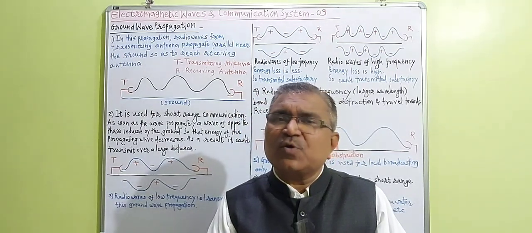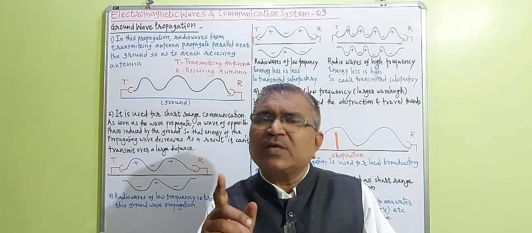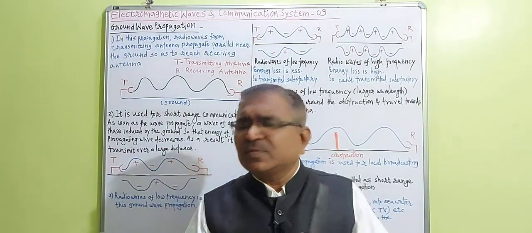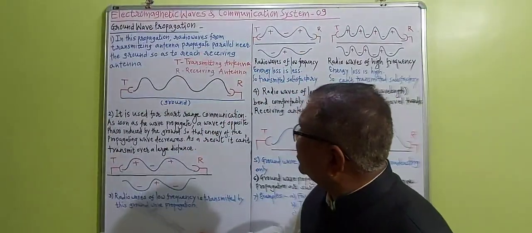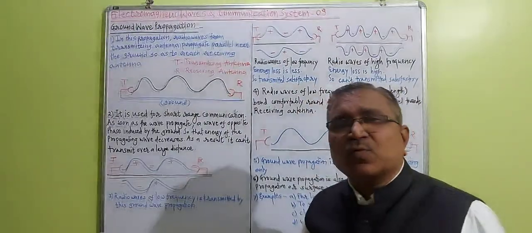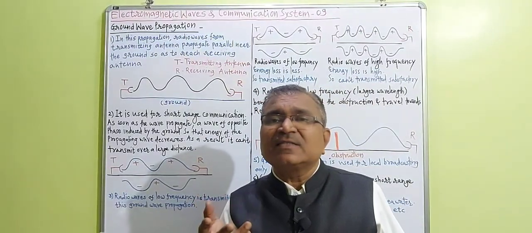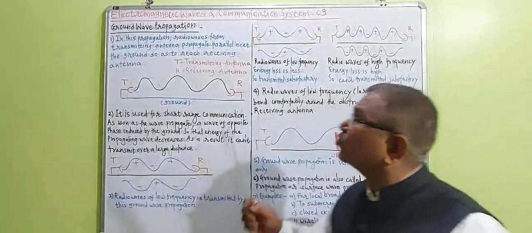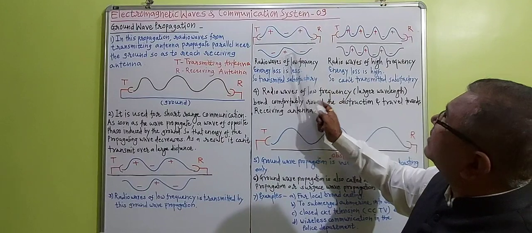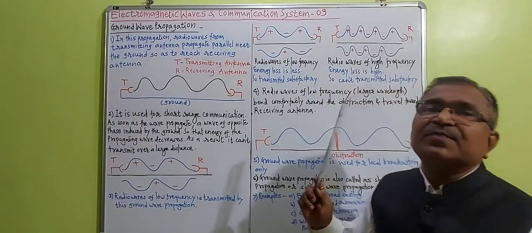The most important property of ground wave propagation is that the propagating wave is of low frequency. Frequency should be low, that I have written here. Radio waves of low frequency are transmitted by this ground wave propagation. What happens when the frequency is large? This demonstration I have shown in the diagram. A wave is propagating with low frequency here. Here the propagation of wave is of higher frequency.